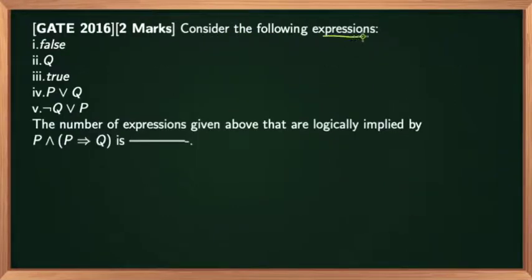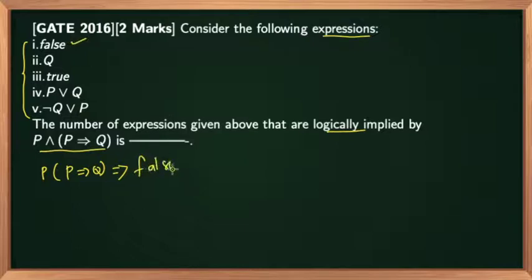Consider the following expressions. So we have five expressions here. The question is the number of expressions given above that are logically implied by this expression. So we have to analyze them one by one. The first statement: P and P implies Q implies false. Is this a tautology or not? P and P implies Q is P and P bar plus Q, which equals PQ. So PQ implies false. Is this a tautology? No. So the first one is wrong.